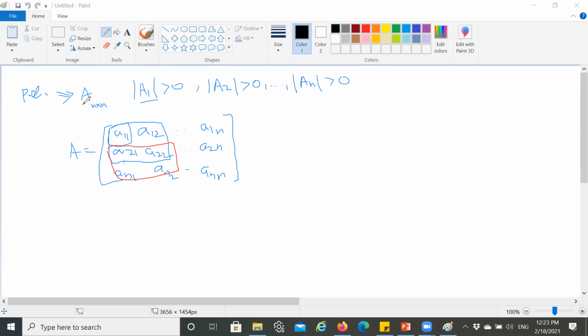So if the leading principal minor determinants of A are all greater than 0, then that function's Hessian matrix, or that square matrix, is a positive definite matrix. Okay. Now, what is negative definite?